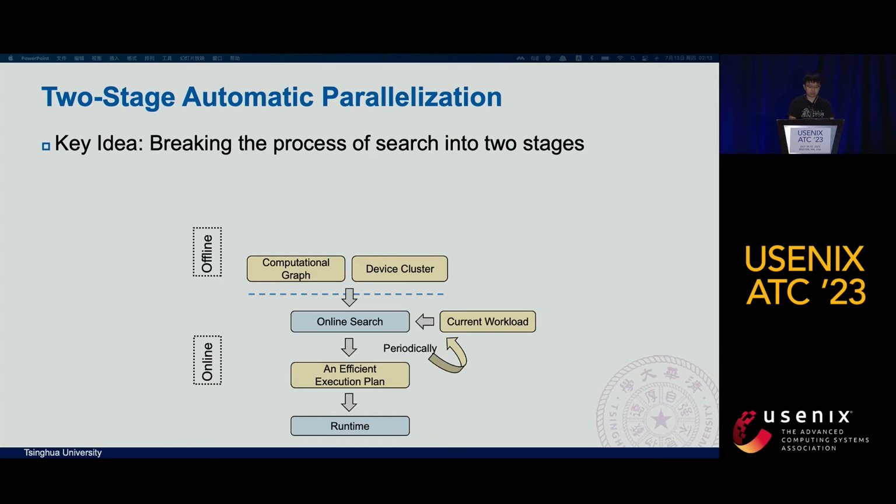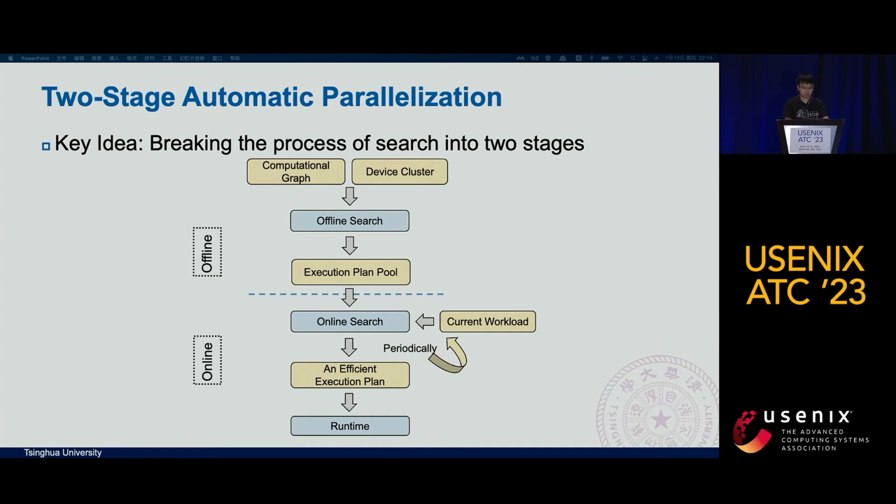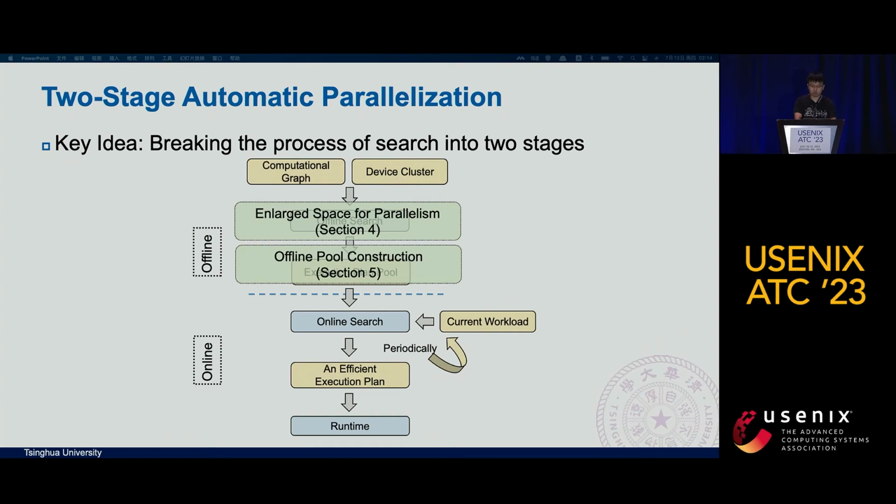Our key idea is to break the process of search into two stages. In the offline stage, we construct a comprehensive search space, and we can obtain a candidate pool containing a small number of promising execution plans. So in the online stage, we only select plans from the pool, which improves efficiency through pruning.